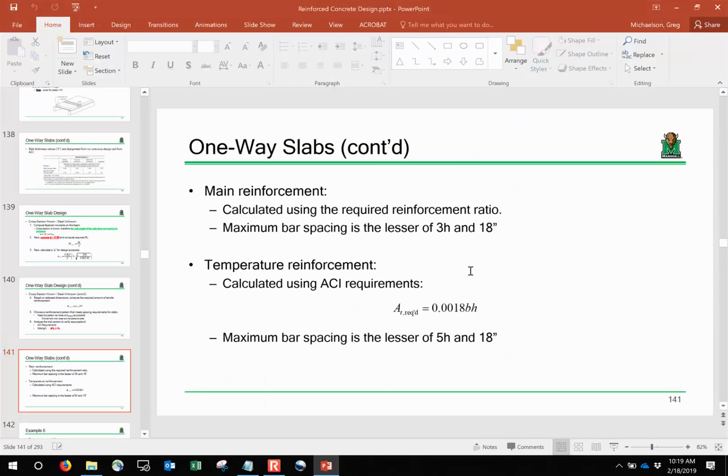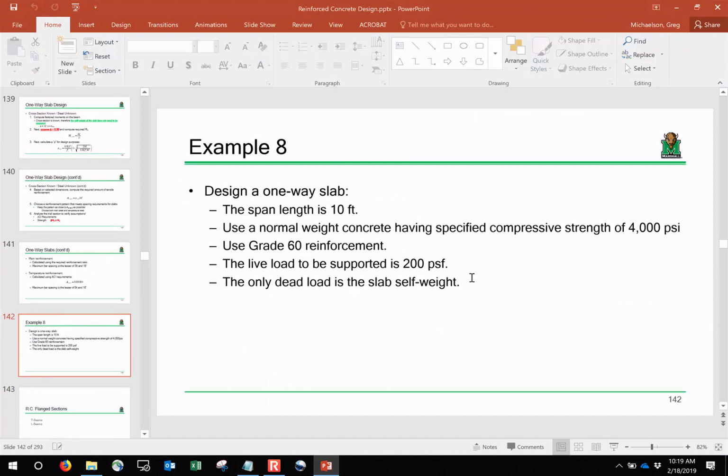Okay, so with that, I'm just going to go ahead and get right into it. So we're going to design a one-way slab. The span length is 10 feet. Now remember, when we're talking about slabs, the span length of a slab is the spacing of the beams. So how far apart the beams are is how far apart the slab needs to span. It has normal weight concrete, 4 KSI concrete, 60 KSI steel.